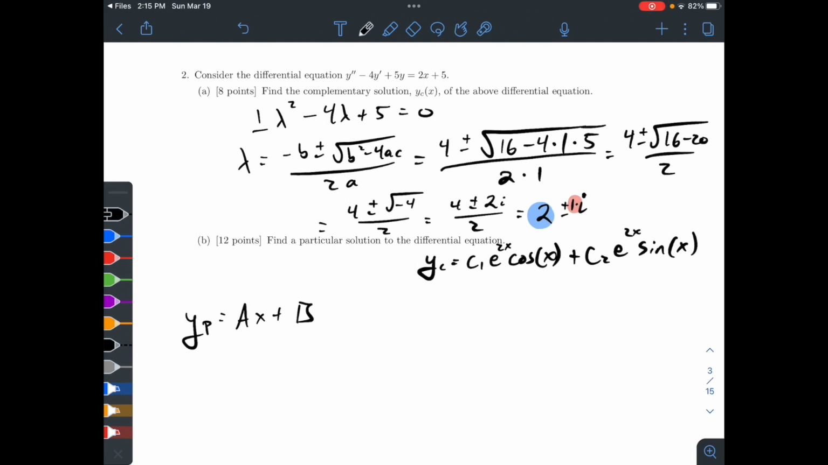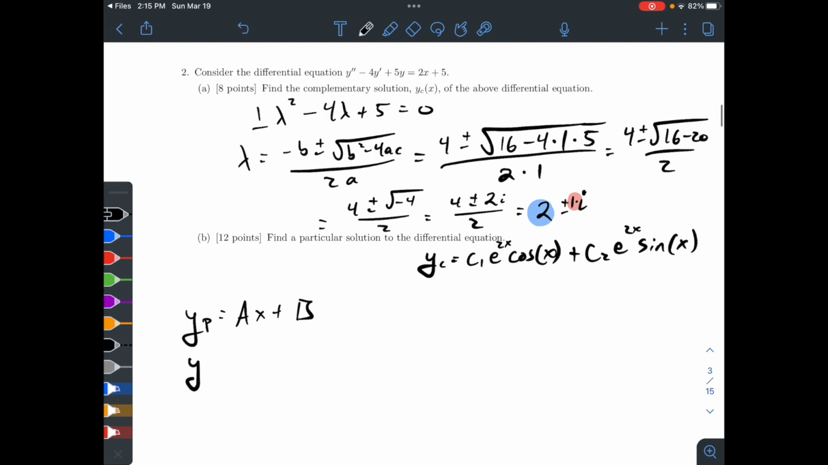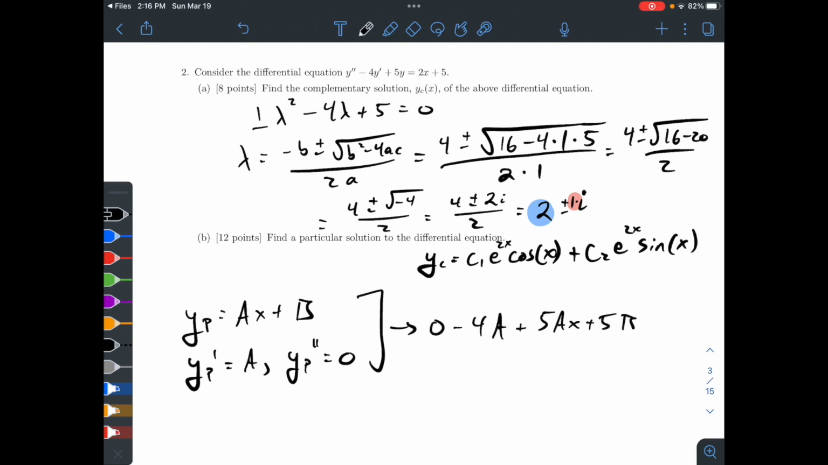Okay, so let's plug this into our differential equation. So yp prime is just going to be a, and so yp double prime is just going to be the derivative of a constant, which is 0. Let's plug in. We get y double prime is 0, minus 4 times y prime, which is a, plus 5y, which is 5ax plus b. I'll distribute the 5, so it's plus 5b, is equal to 2x plus 5.